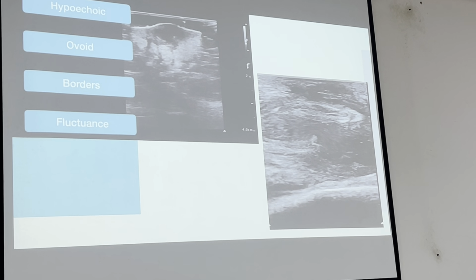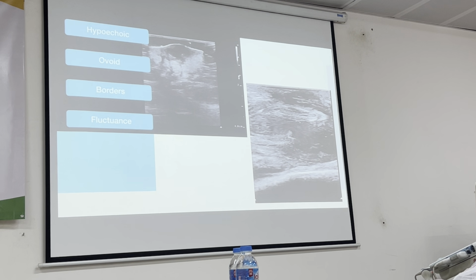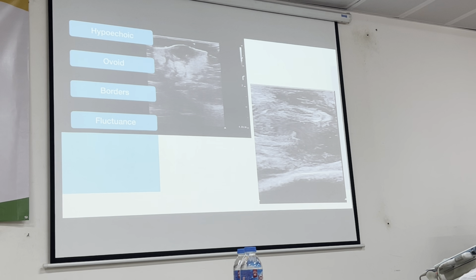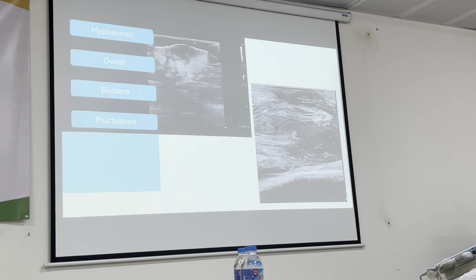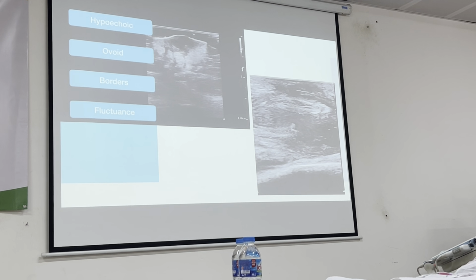ovoid presentation, because as we know, for some abscesses, they can have septations and they can have slight irregularity, but they will still have general ovoid borders. And then that third one is borders, so making sure that you can clearly see where it's demarcating.